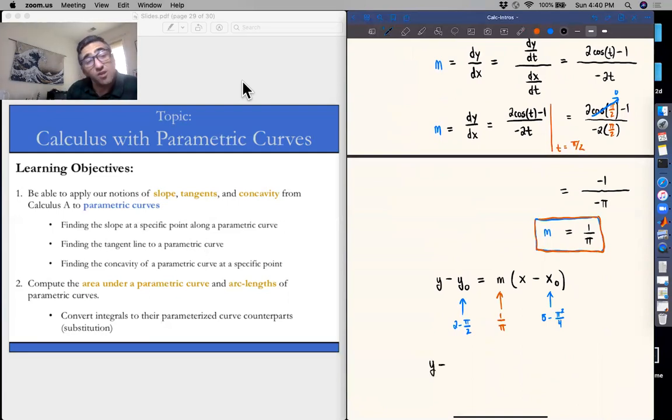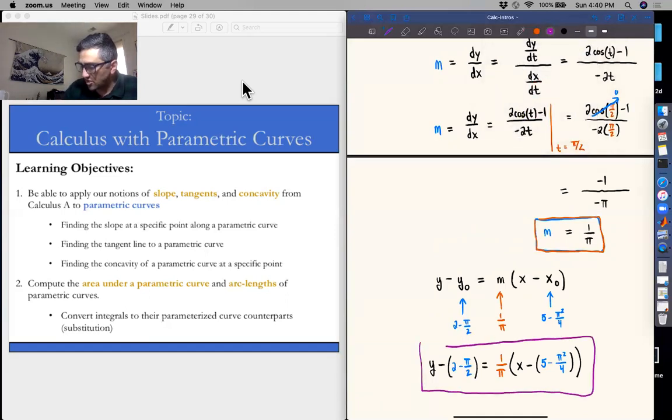So our point slope form of our line is y minus the quantity 2 minus pi over 2, and this is equal to the slope, 1 over pi, times x minus the x value at that point along the parametric curve, which in this case is 5 minus pi squared over 4. And that would be the point slope form, or the equation of our tangent line at that point t equals pi over 2 along that parametric curve we were given.